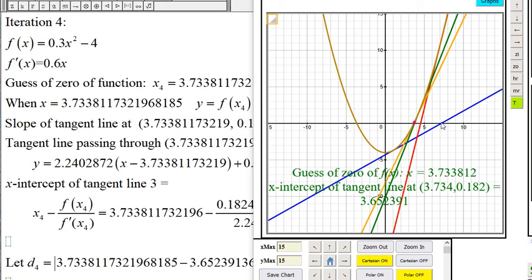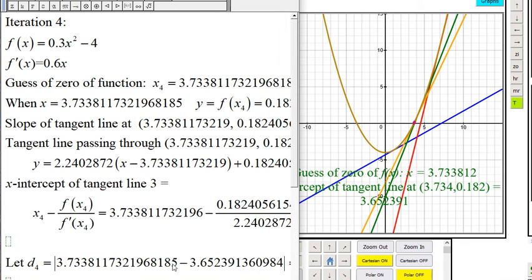So first, we start with an initial guess, then we get an x-intercept that's a little bit apart from the zero of the function. And then we move closer and closer and closer. And that's where that difference down here will tell us how close we are. When this difference is really small, that tells us that we are very close to the zero of the function.